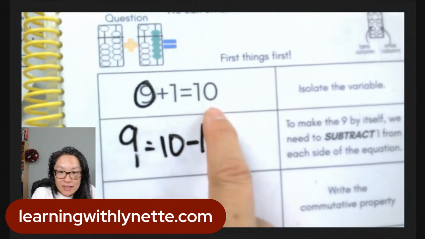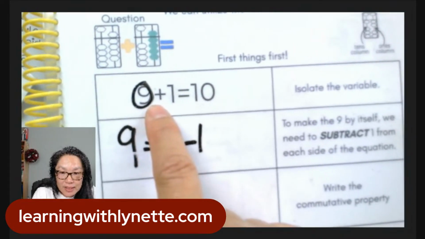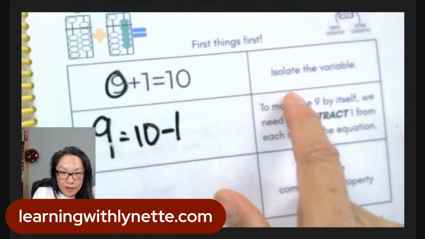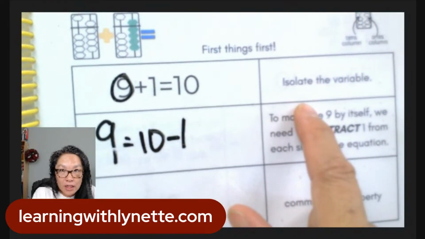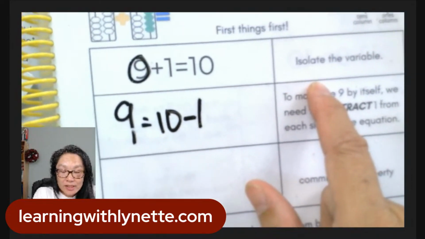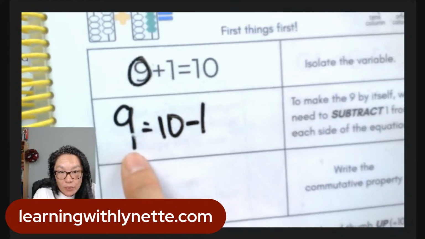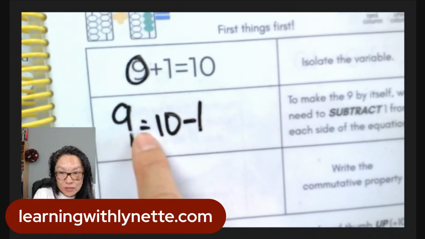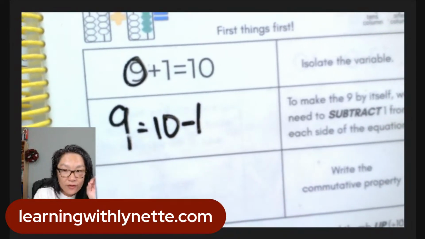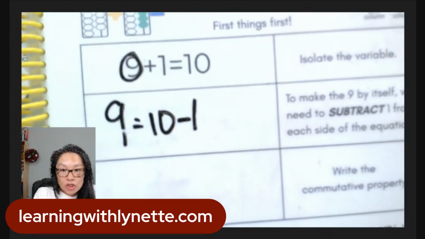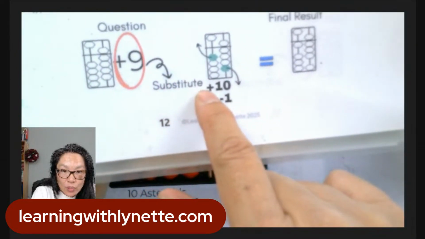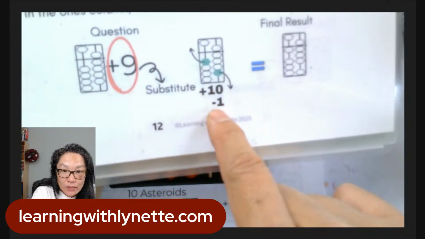We have this concept, plus 9 plus 1 equals 10. We're going to modify it. We're going to isolate the variable. That's a very mainstream terminology. Abacus world doesn't say that. We're gonna isolate this 10, this 9. This 9 is equal to 10 minus 1, which is very similar to algebra, right? So when we do it, we're gonna substitute. We substitute the 9, we add the 10, and we take away the 1.